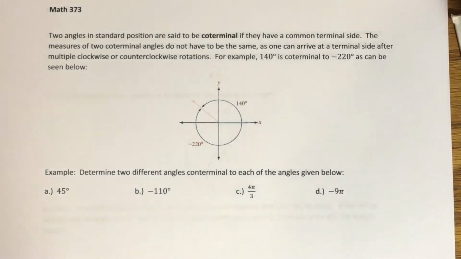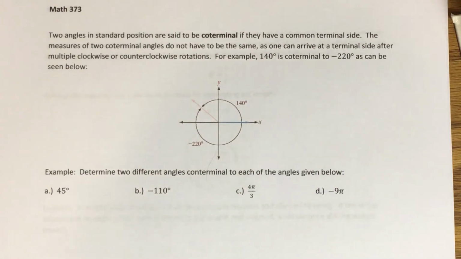Okay, so a little bit more terminology to talk about in this section. First thing is coterminal. Coterminal is describing a relationship between two angles. It doesn't make any sense to refer to an angle by itself as being coterminal. It's always a relationship between two angles. So we say that two angles in standard position are called coterminal if they have the same terminal side.